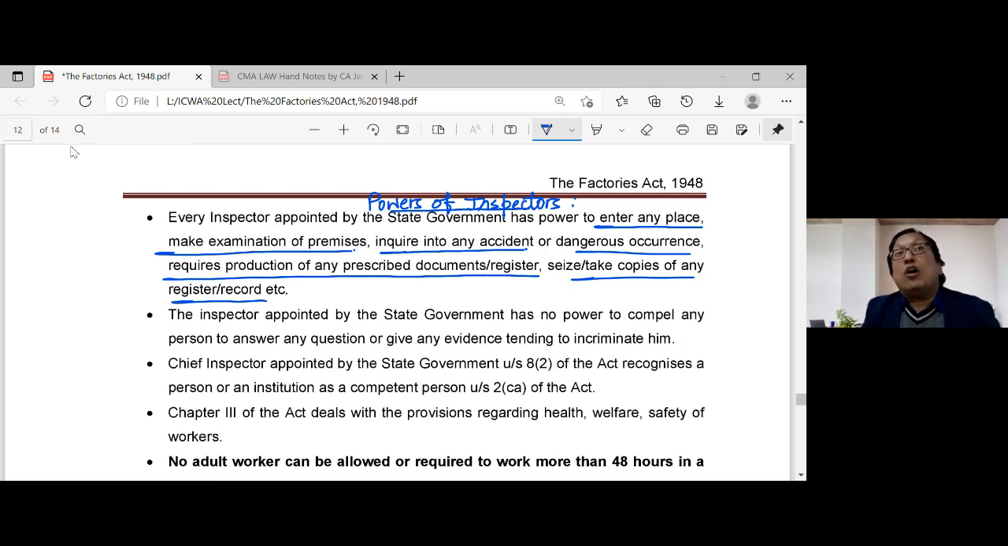So now what the occupier of the factory may do: a person has died, but the occupier doesn't want to pay compensation to the person. He may remove his name from the register. So what the inspector can do, he can take those registers, he can take photocopies of those registers, he can take those registers in his custody. So these powers are available with the inspectors.